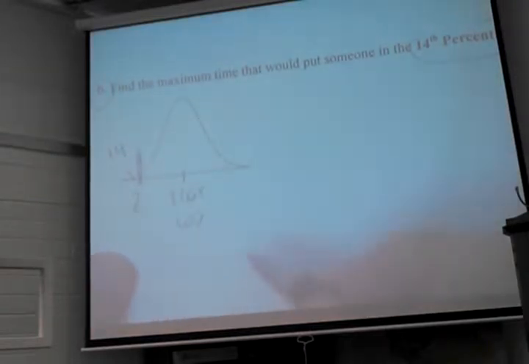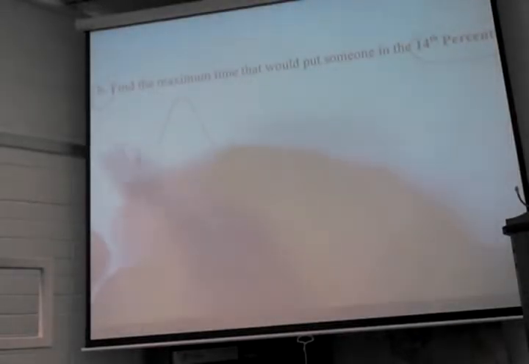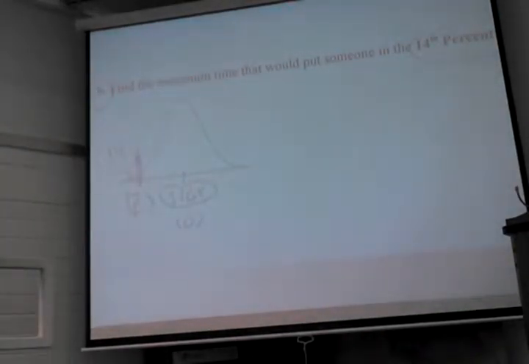I need to figure out what the z-score is so I can work backwards to figure out what the time is. How do I get that z-score for an area of 0.14? Look it up. So normally I look a z-score up here and get the area in the middle. I have the area, so I start in the middle. What's the closest I can get to 0.14? Negative 1.85. There we go. Looks like 0.1401.